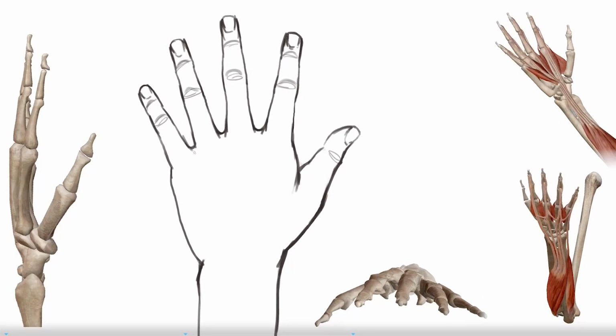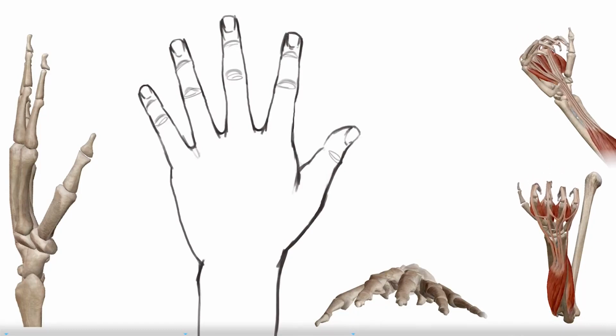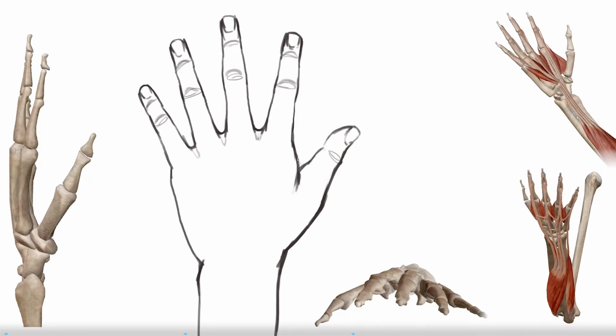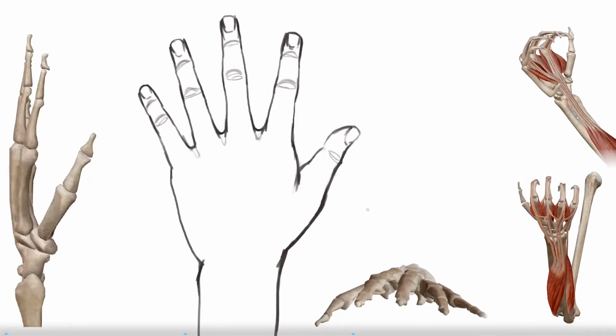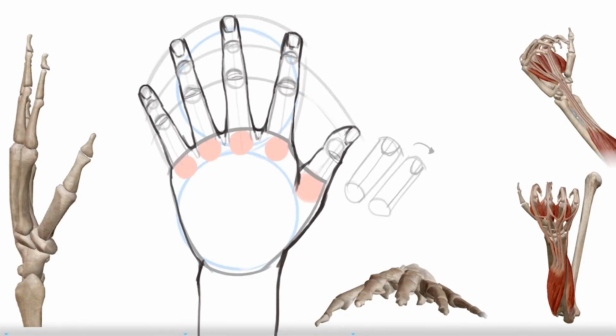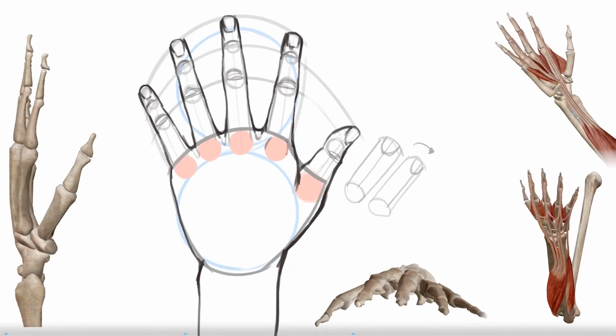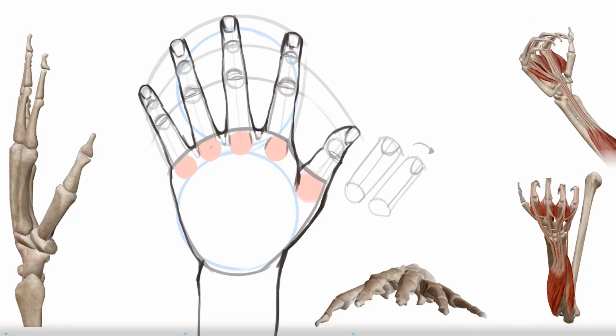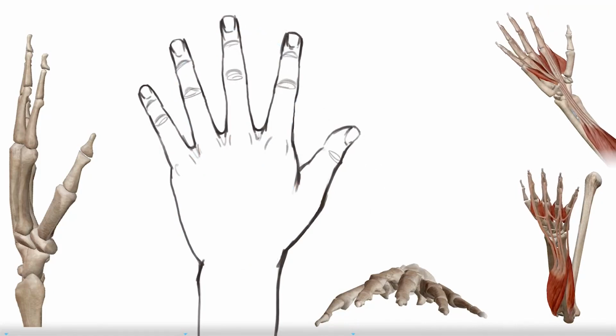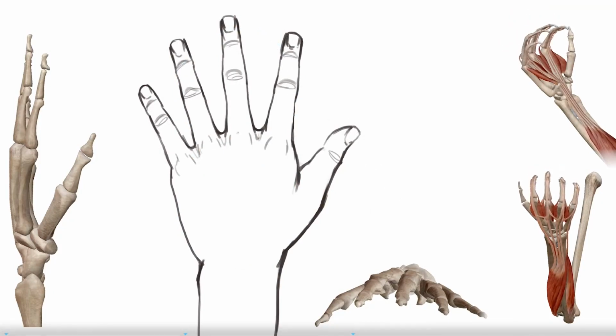Now for the top view, we'll be able to see a little bit higher here. We'll be able to see a little bit of the webbing, which is going to give us the illusion that the fingers are longer from the top, even though they're not really. And we can also use those knuckles here as a base for the actual knuckles that we are about to draw. So there we go. We can clean this up a little bit, but basically this is how you construct a hand in proper proportion.